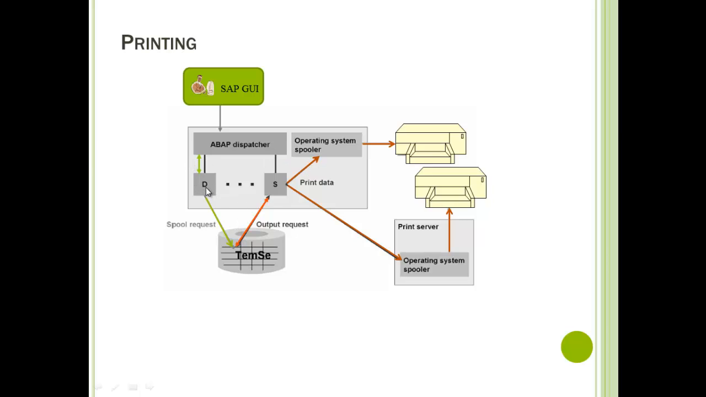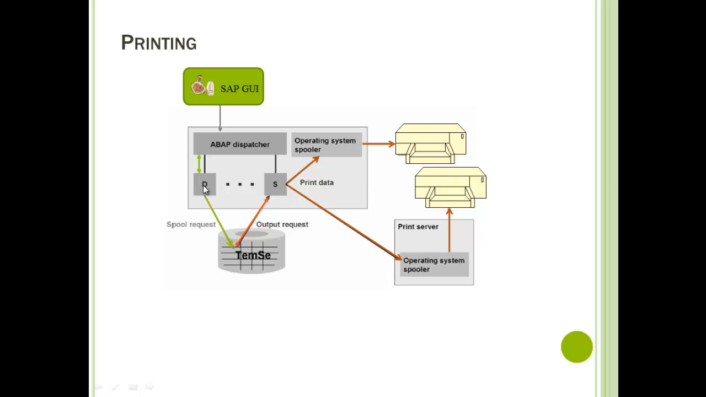Whenever a dialog user wants to send a request to the printer, it will create the spool request. A spool request is a request which has one ID and holds all this information: your data, who created it, and which printer you are going to print to. This will be saved in the temporary sequential file, TemSe. Then TemSe in turn will send the output request to the operating system spool or the print server, and then it will go to the printer.